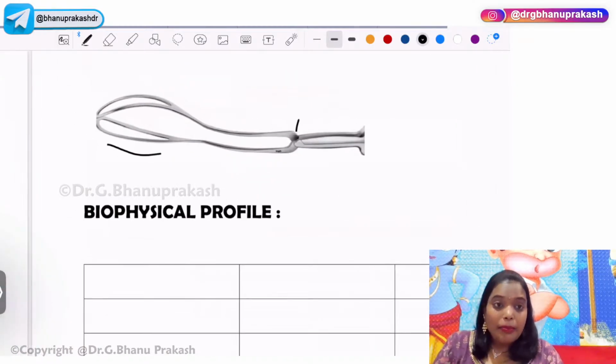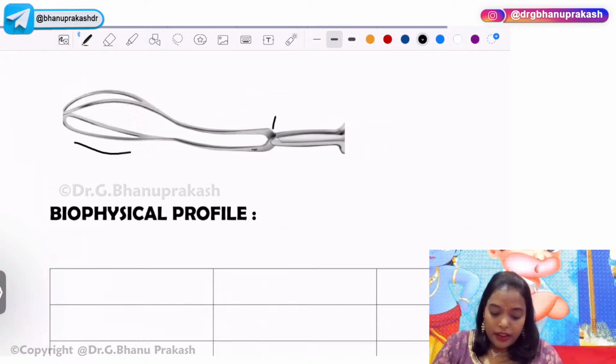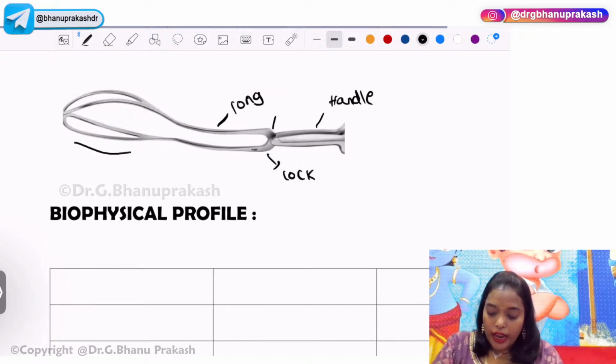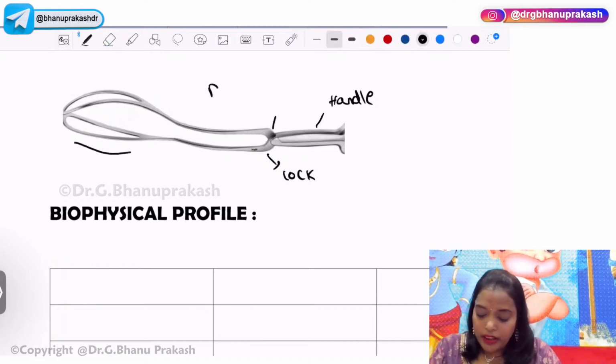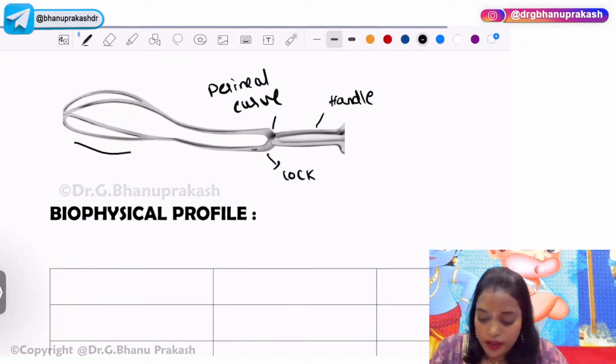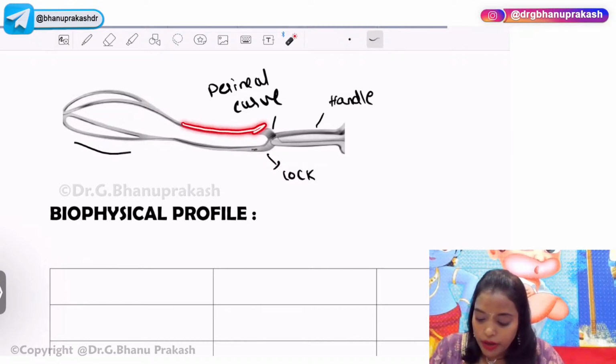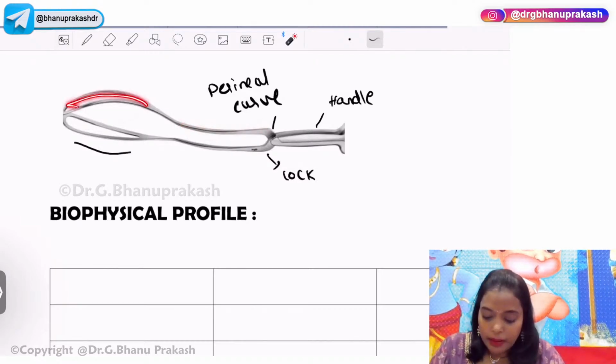Next, this is the Piper's forceps, which you are telling, right? So what is in this Piper's forceps? This is the handle. This is the lock. It has a long and curved perineal curve, which is in the shank; this is called the perineal curve. So this perineal curve will be long and curved. And these are the blades. So this is called Piper's forceps.